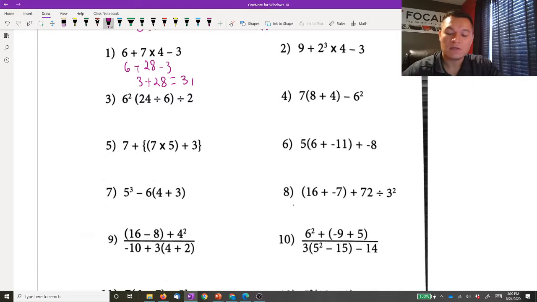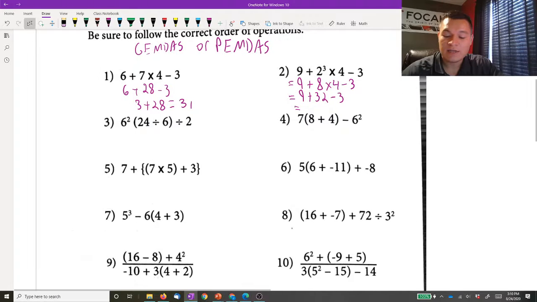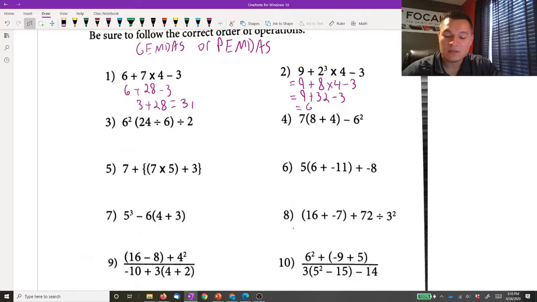Second question. You would start with the powers. So 2 cubed is the number 8 times 4 minus 3. We're going to copy the rest. 8 times 4 is 32 minus 3. Now that we have all addition, we can do this in any order that we want. So I'm going to do the 9 minus the 3 to get 6 plus 32 equals 38.